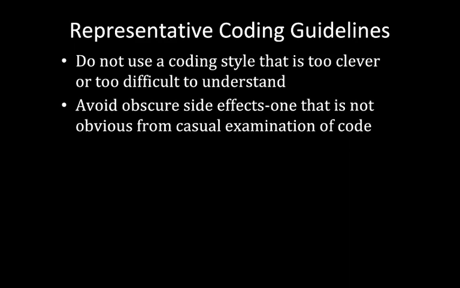Then avoid obscure side effects. We may not find these side effects by casual examination of the code. Maybe we'll be modifying a pass-by-reference variable, or we may modify global variables. All these may create obscure side effects because it will be difficult to understand what is happening inside the code. Such things should be avoided. So this is also a representative guideline.